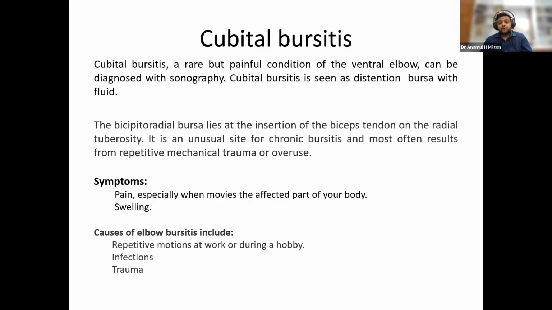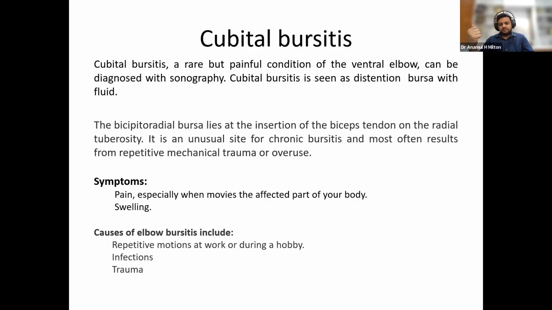Okay, so now the cubital bursa. The cubital bursa is not a single bursa, there are two bursae, but the one most commonly affected is the bicipitoradial bursa, because that is where the biceps tendon, the tendinous part, actually inserts into the radial tuberosity. It's located just like this, in this area.